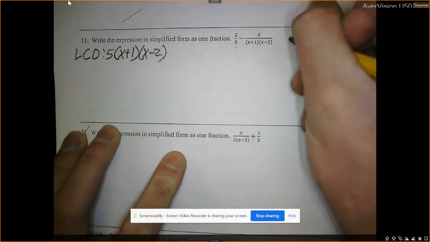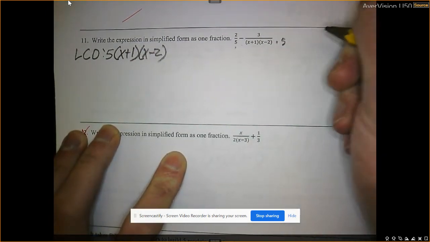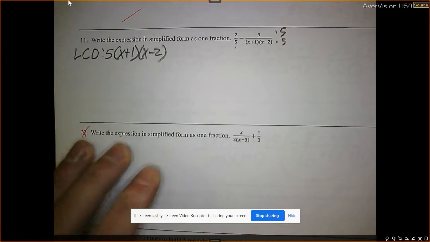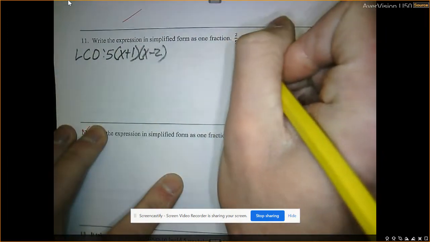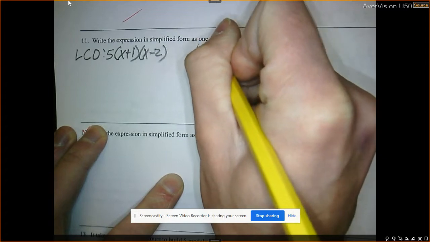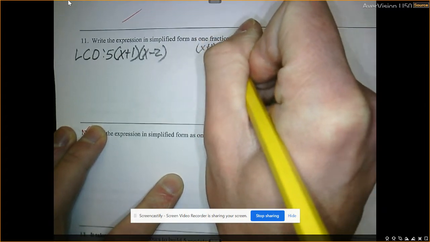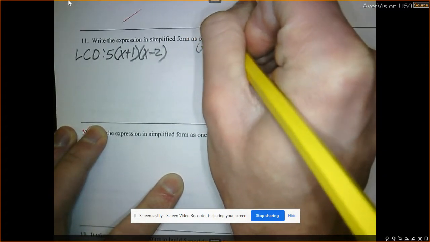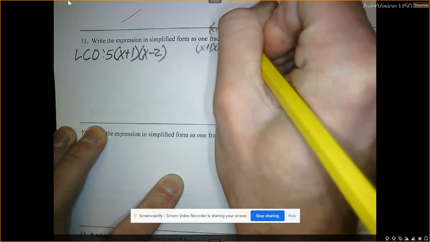Okay, so in order to do that, that means I had to multiply this side by 5. What I do to the top, I got to do to the bottom. Or what I do to the bottom, I got to do to the top. And then this needs to be multiplied by the x plus 1, x minus 2.